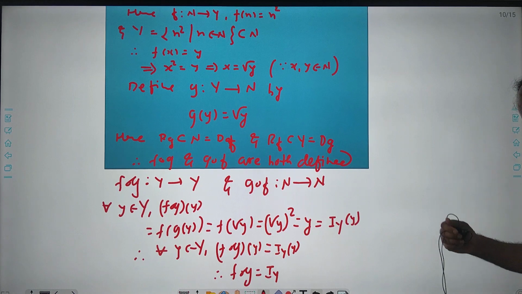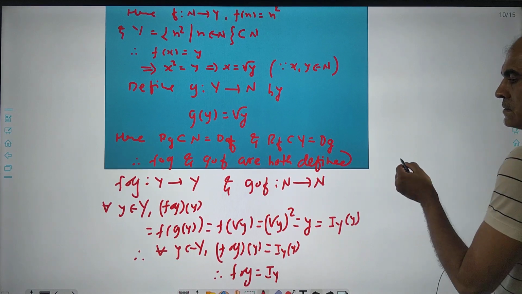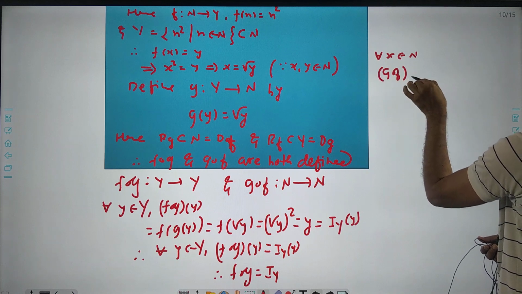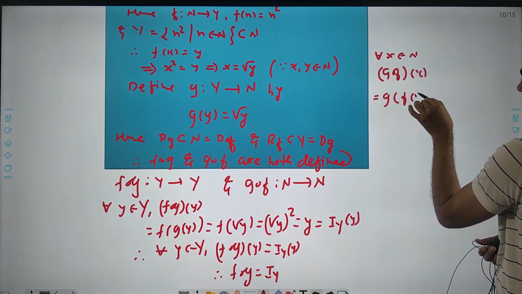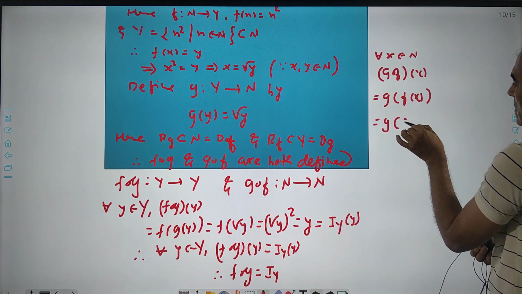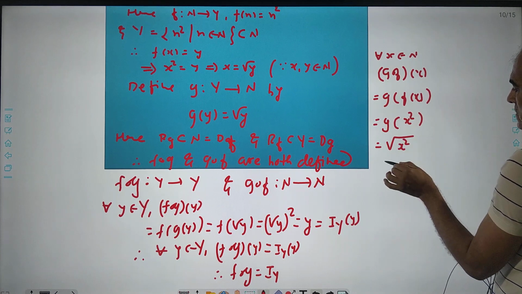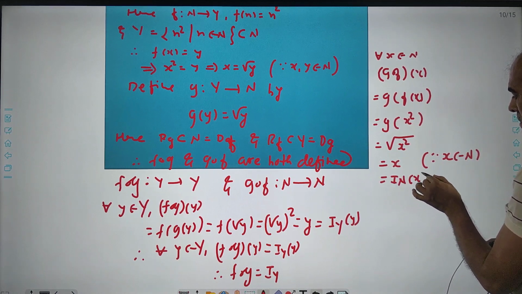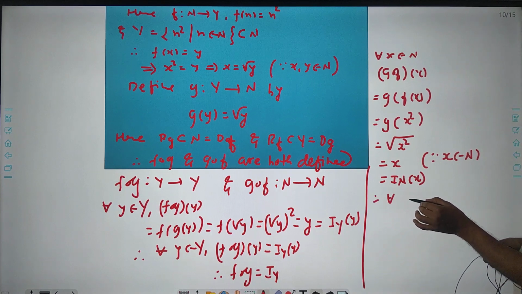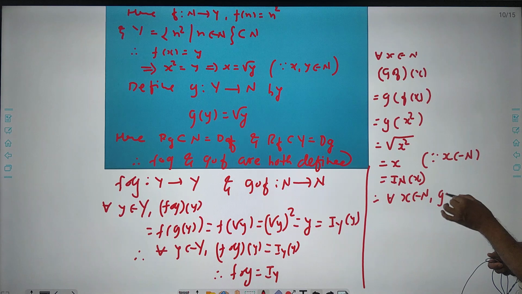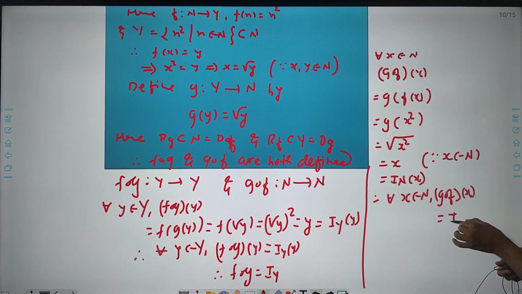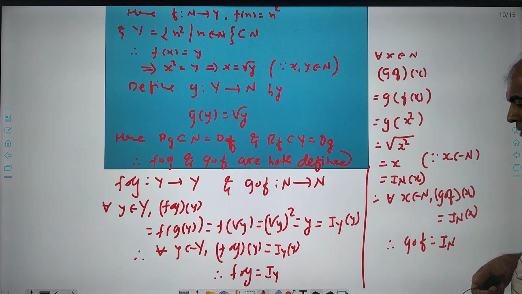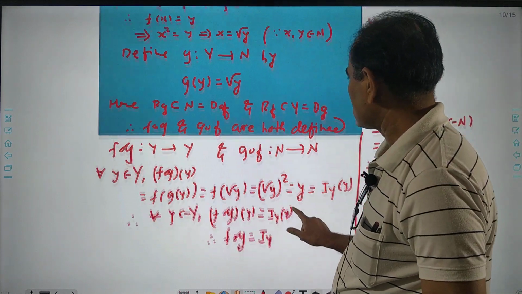Now we want to see that g∘f. So for all x belongs to N, (g∘f)(x) is equal to g(f(x)), and that is equal to g(x²), and that is equal to √(x²), and that is equal to x because x is in N. So that is equal to the identity function on N. So what we have seen, for every x belongs to N, (g∘f)(x) is equal to the identity function on x, and so g∘f is equal to the identity function on N. So this one is an invertible function.